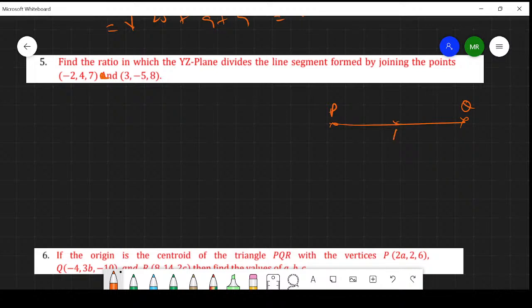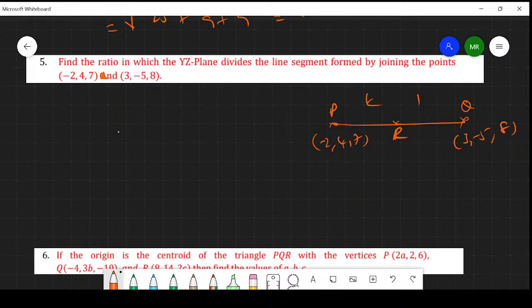So this is the R point I want, in the ratio k is to 1. I can take this point as R. So this point is minus 2, 4, 7 and this point is 3, minus 5, 8. But again here they are asking the same as before, yz plane only. Yz plane means x coordinate 0 only here. Same thing I can take it here.